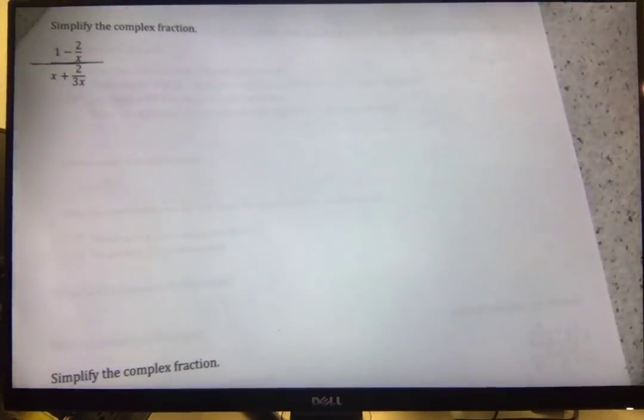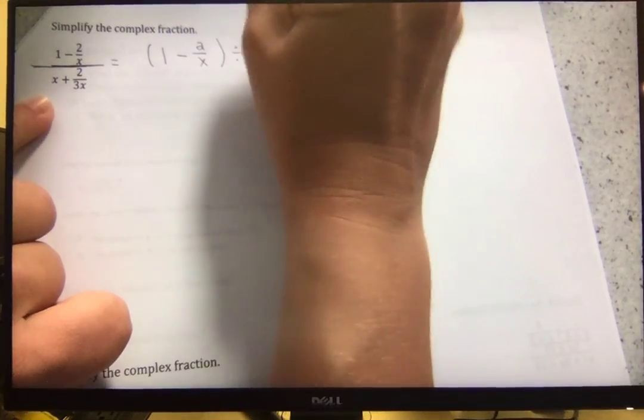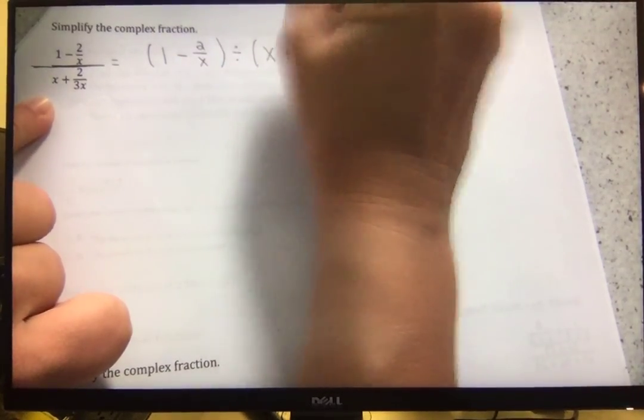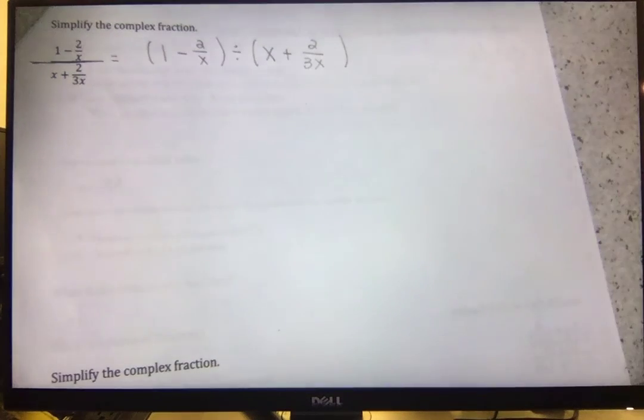Next page. Sorry. Simplify the complex fraction. So same thing like we've been doing. I have 1 minus 2 over x divided by x plus 2 over 3x. I had this fraction stuff up top and the fraction stuff on the bottom, so I'm going to take that middle fraction bar and write it as division. So that'll leave us with 1 minus 2 over x divided by x plus 2 over 3x.